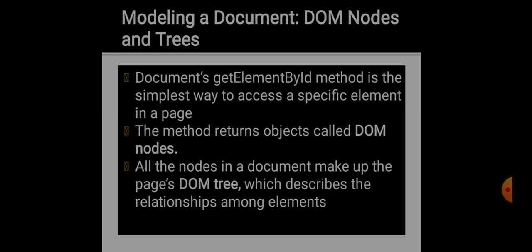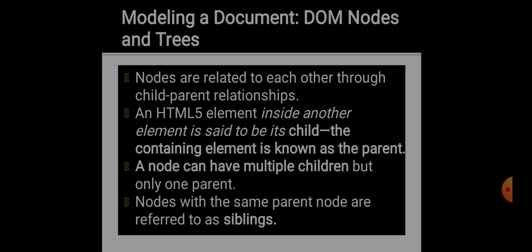All the nodes in a document make up the page's DOM tree, which describes the relationships among elements. Here we have an HTML file. All the elements in the HTML file are viewed as nodes in the DOM. The collection of these nodes and their relationships is the DOM tree. Hope it is clear.